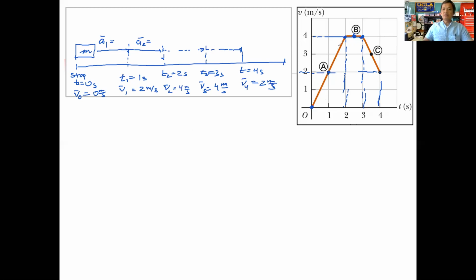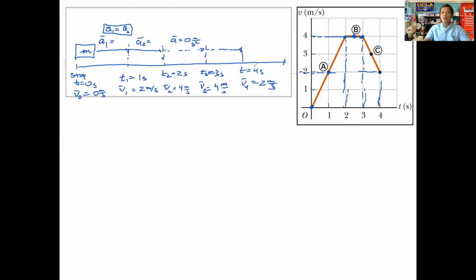And if we take a look at the time interval, the acceleration A1 has to be equal to the acceleration A2, because we have constant, non-zero acceleration. Then we get to the time interval between 2 seconds and 3 seconds, and we see that because the slope is 0, the acceleration here is 0 meters per second squared.